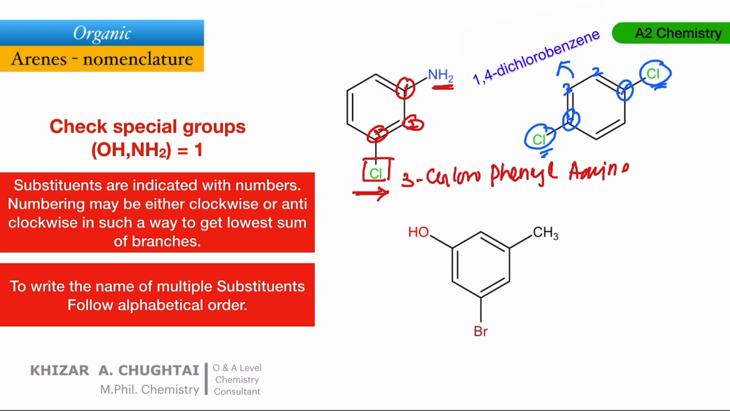Then dash, there are 2 branches, so we write di, and it's chloro, dichlorobenzene. 1,2-dichlorobenzene is the name of this compound.